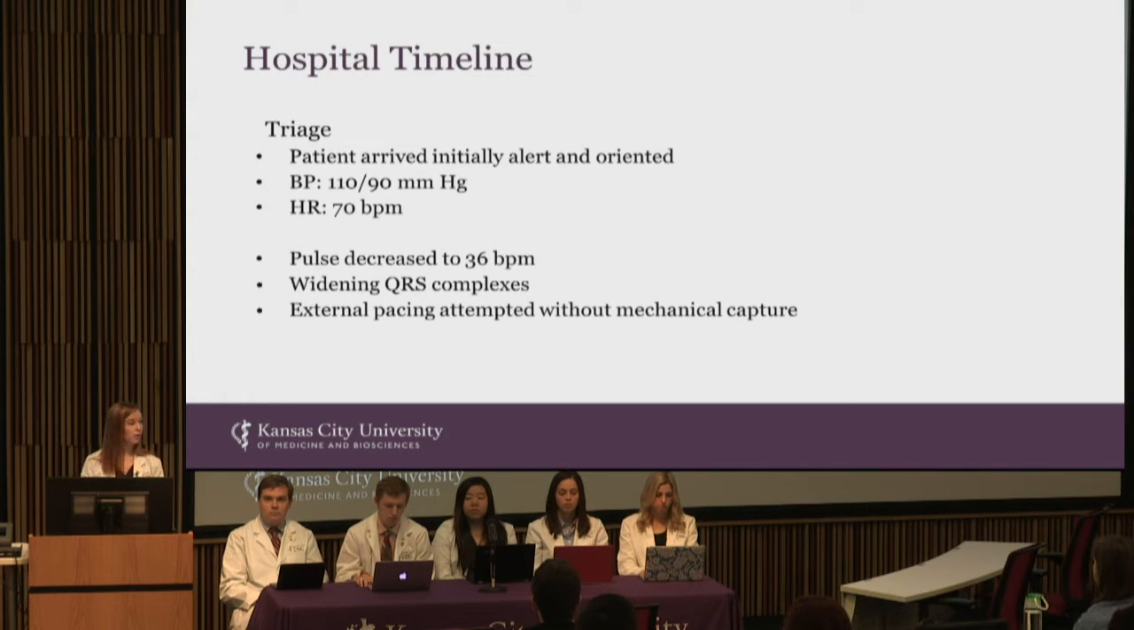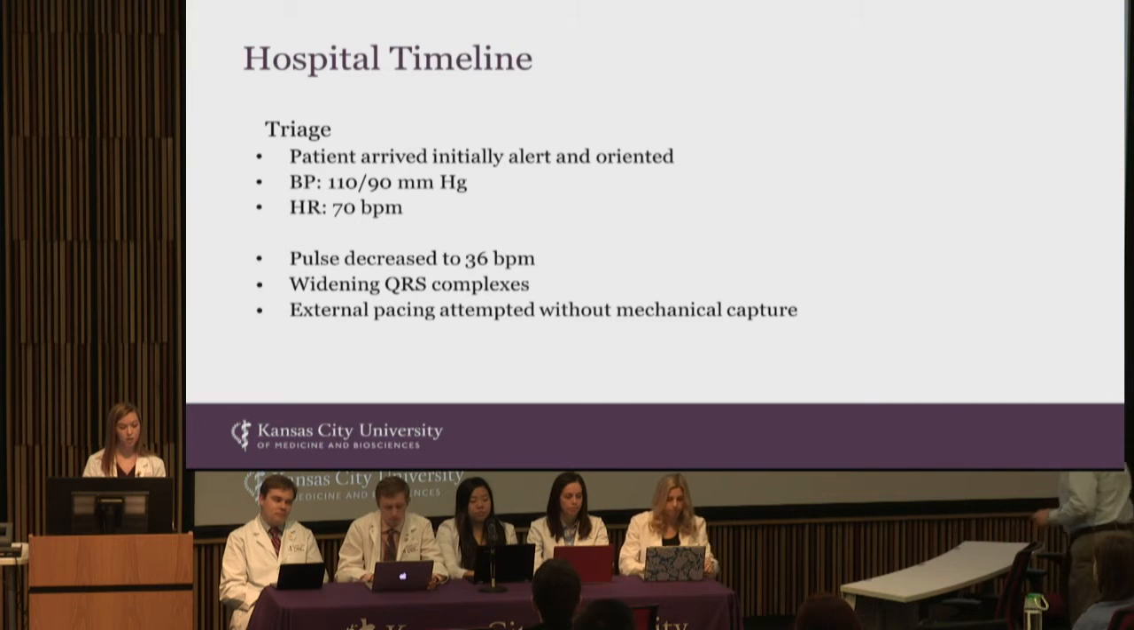30 minutes after being found unresponsive in his home, he arrived to the emergency room. While in triage, he was again alert and oriented with continued narrow pulse pressure of 110/90 and a regular heart rate. He then quickly declined, having a pulse of 36 and widening QRS complexes seen on cardiac monitor. External pacing was attempted without success.